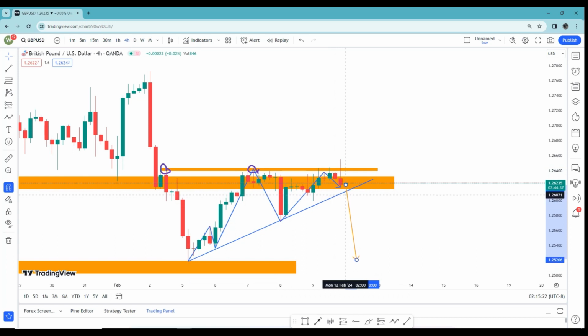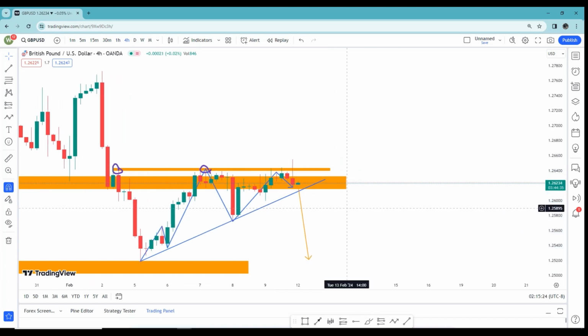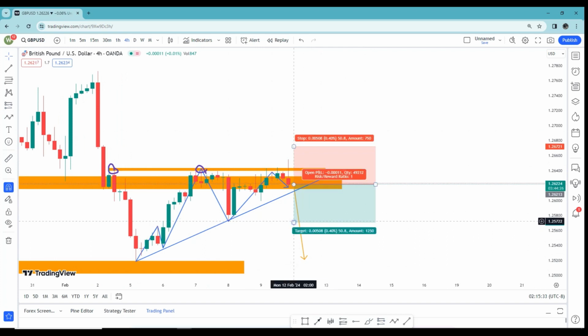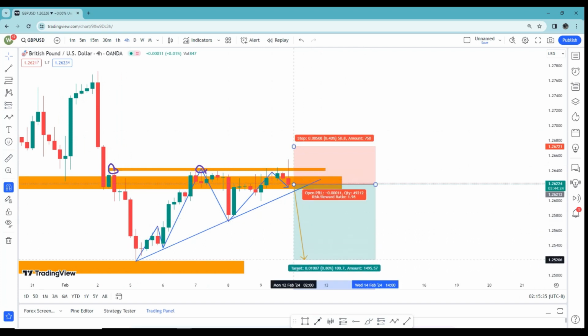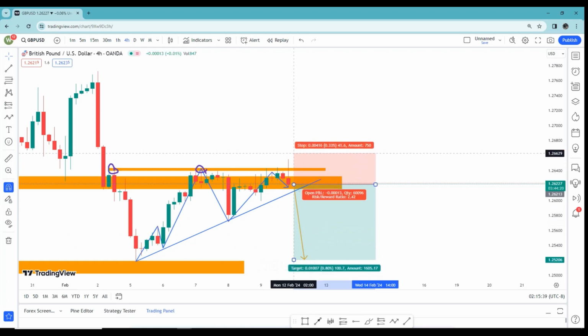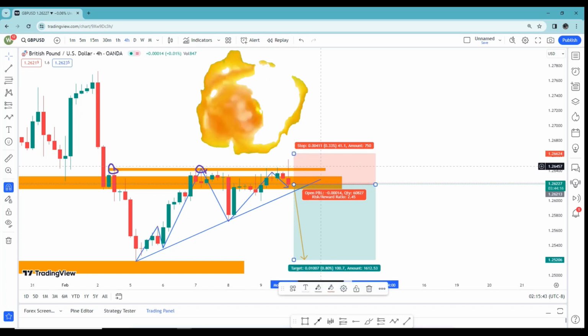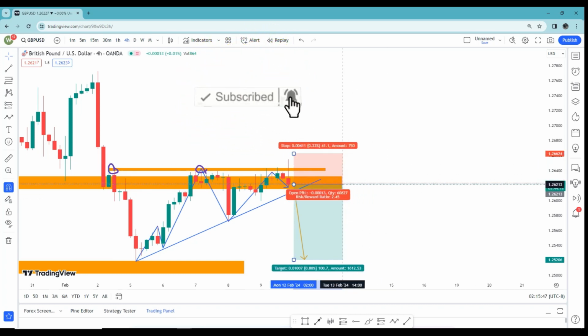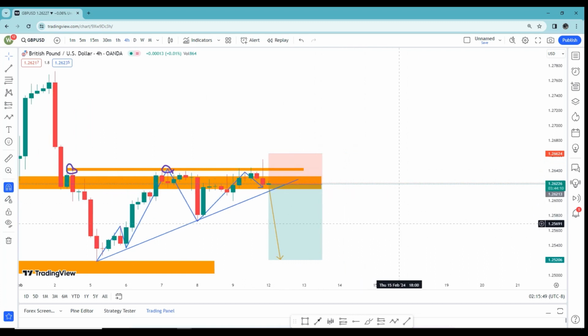And as soon as the market breaks the trend line, this is what we're going to do. We're going to do something like this. All right, we're just going to put our entry here, and our stop loss is going to be just right here, something like this.